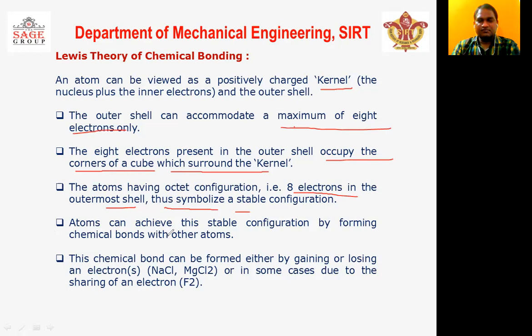Atoms can achieve this stable configuration by forming chemical bonds with other atoms. This chemical bond can be formed either by gaining or losing electrons, as in NaCl, MgCl2, or in some cases due to the sharing of electrons like F2.